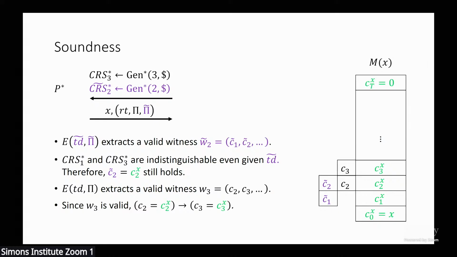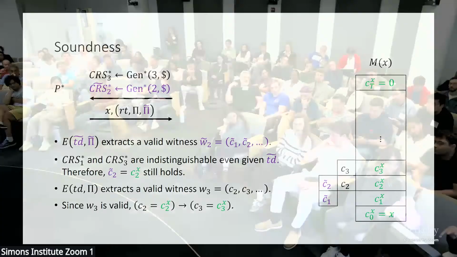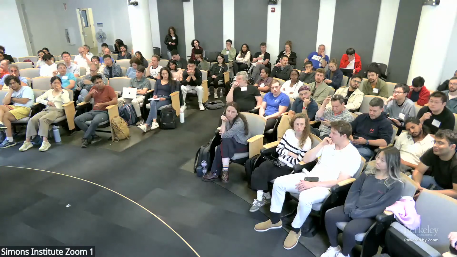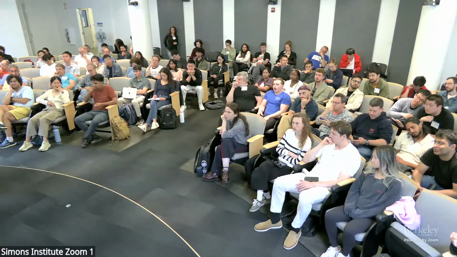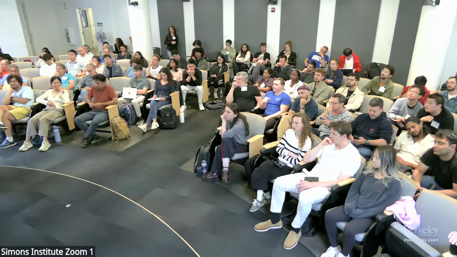I thought we were arguing selective security for the SNARG, but here P star is choosing X after the CRS. Our SNARG is going to be adaptively secure. It'll be adaptively secure. Yeah, it's going to be for P, but adaptively secure. Okay.